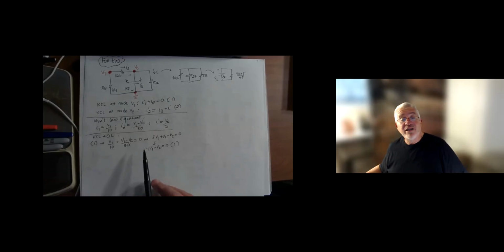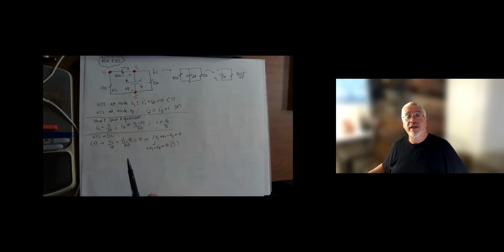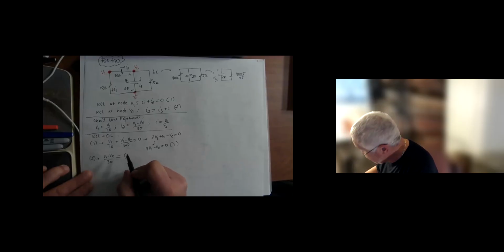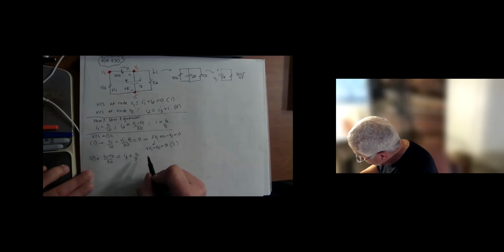Okay. Thus far, I haven't touched the capacitor. I haven't done anything with derivatives or anything like that. So I basically put my Ohm's law into my KCL equation. I'm going to do the same thing for equation 2. V1 minus VC over 30 equals I3, I'm not touching the capacitor yet, plus I, which is VC over 5. If I multiply by 30 to get rid of the denominator here, what do I have? V1 minus VC equals 30 I3 plus 6 VC.